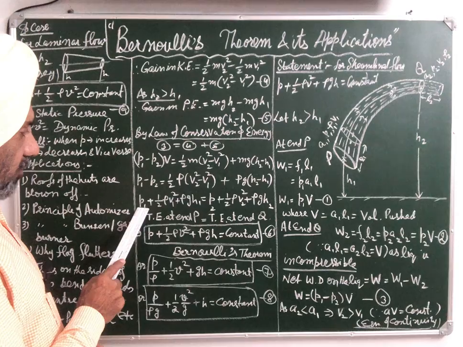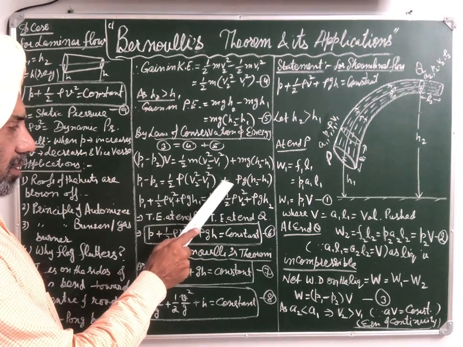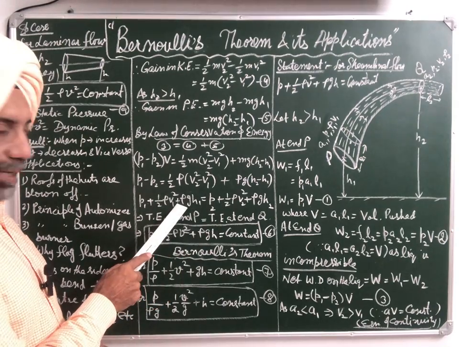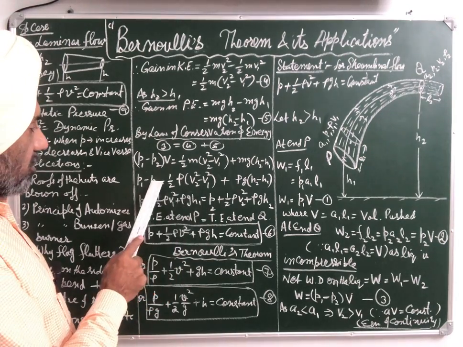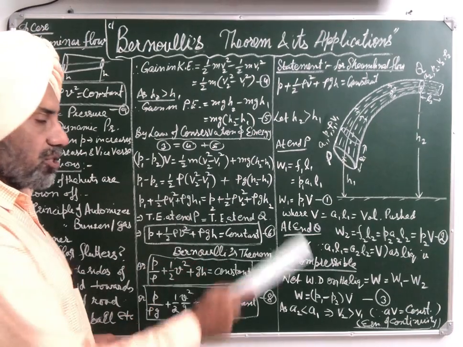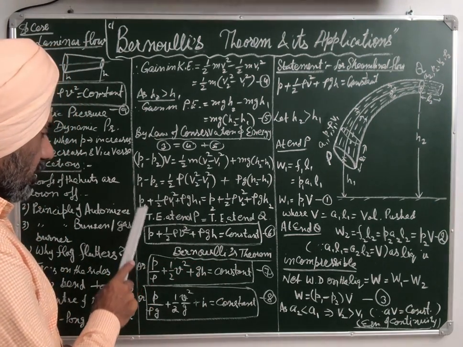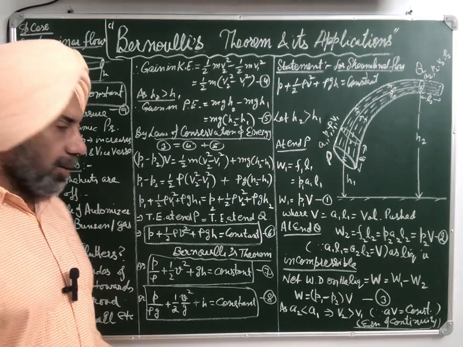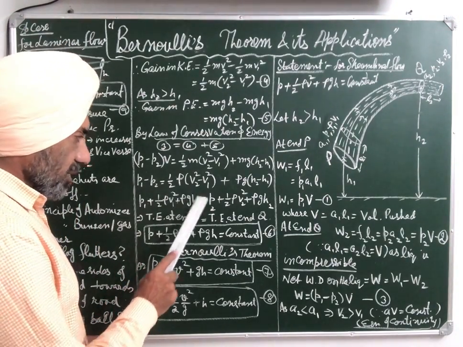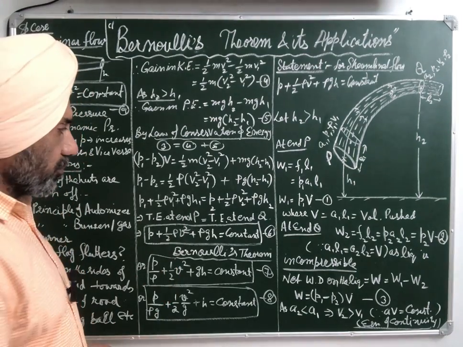or, taking to the left hand side, P1 plus half rho v1 square plus rho g h1 is equal to P2 plus half rho v2 square plus rho g h2. Now what is P1? Pressure energy per unit volume at end P, kinetic energy per unit volume at end P, and gravitational potential energy at end P per unit volume.